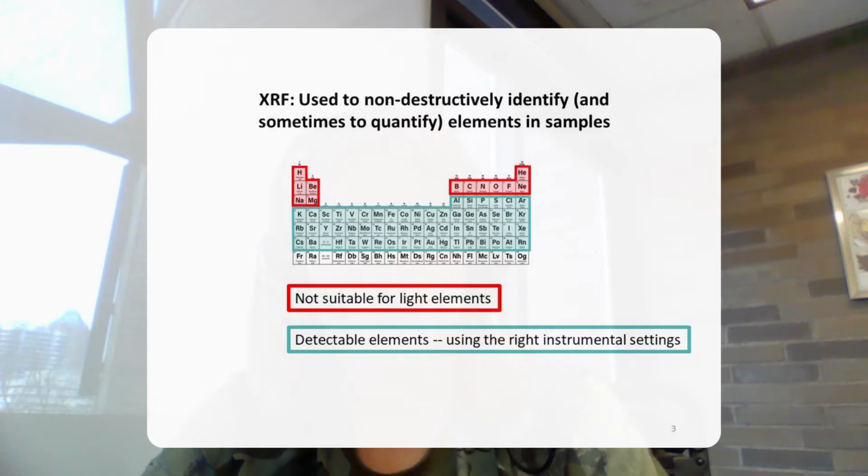Quantification of elements by X-ray fluorescence is pretty tricky due to matrix effects and interatomic absorption, which we won't go into. But it is fairly straightforward to determine the relative amounts, such as does this sample contain more iron than this sample does, using X-ray fluorescence spectroscopy.